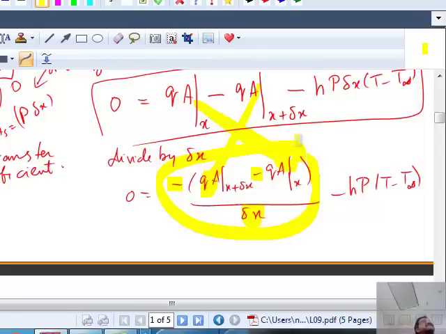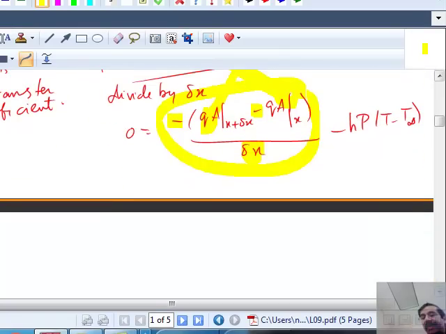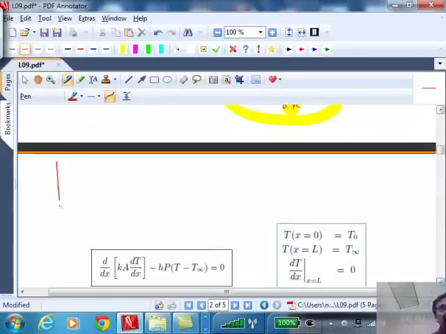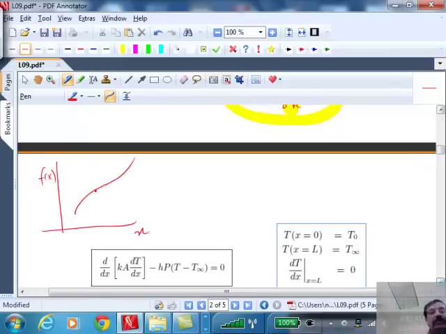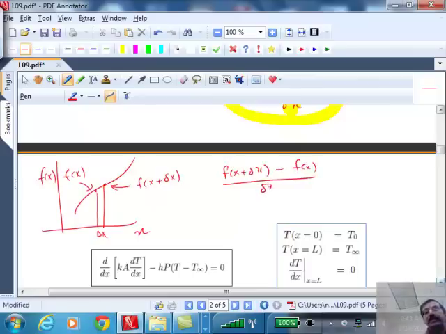Do you remember from calculus? The limit process. Let me just draw some graphs. This is a digression. But if I have some function f of x, which in our case could be Q times A, as a function of x, and I take two points that are very close to each other, delta x. This is the function at x plus delta x. This is the function at x. So if I ask the question, what is f of x plus delta x minus f of x, divided by delta x, in the limit delta x goes to zero? I know your memory is coming back. What is that? That is your df/dx.